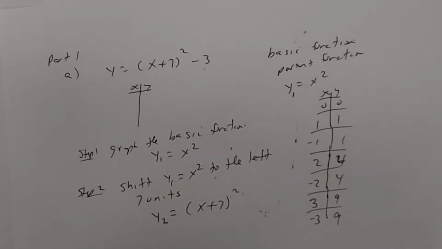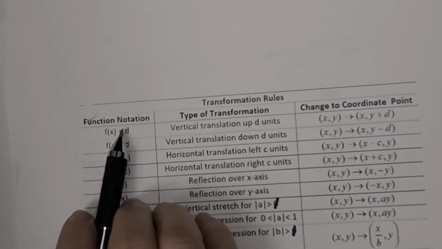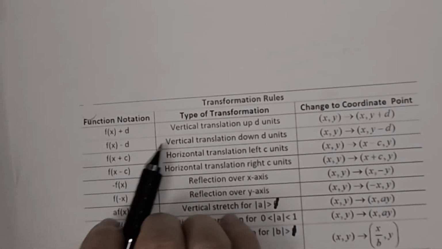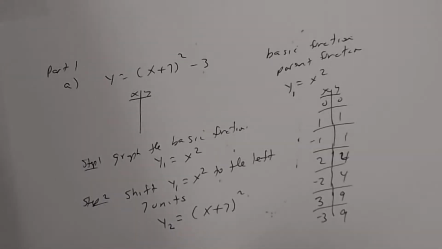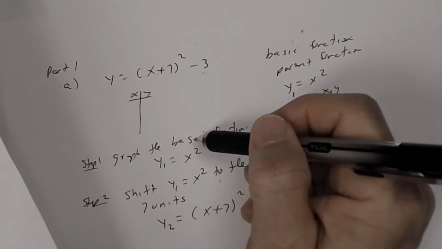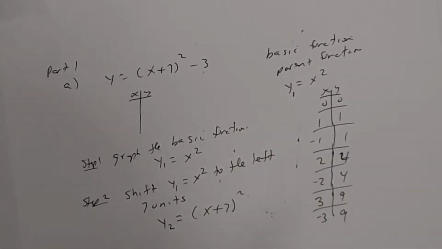So remember, if you have something on the outside, see f of x plus d, that's a vertical translation. And it's actually intuitive in that case because -3 means you go down 3. +3 means you go up 3. All right, so then in this case, I'll go down 3.